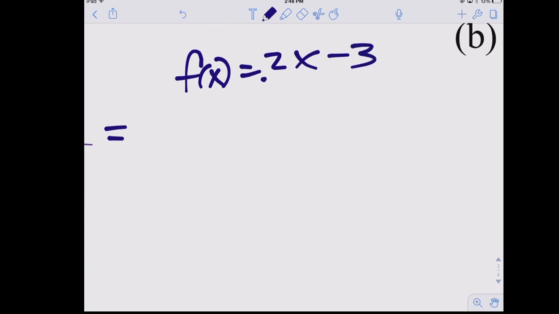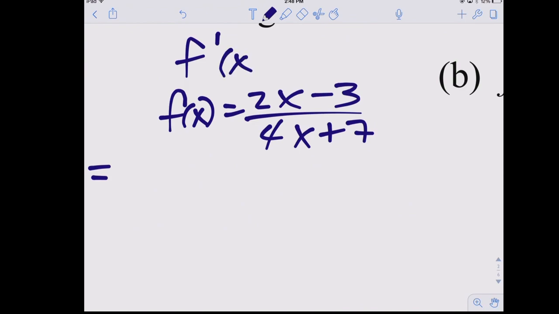All right, let's try another one. I'll give you a bonus one here. If f of x equals 2x minus 3 over 4x plus 7, find f prime. Your test question tomorrow will be no more difficult than this one. Hody-High minus Heidi-Ho over Ho-Ho.